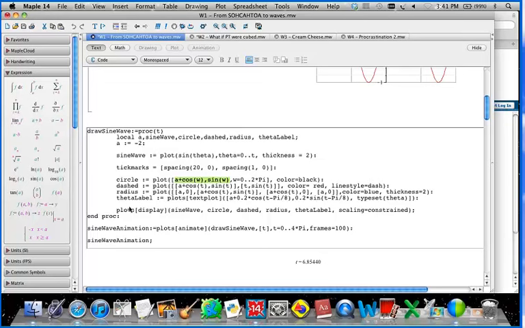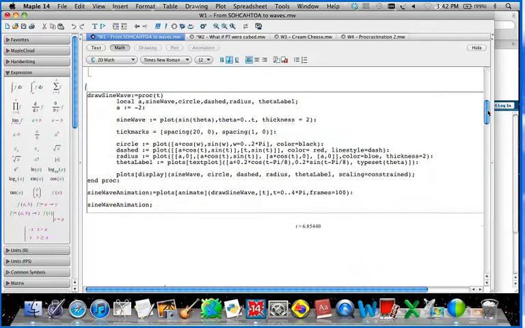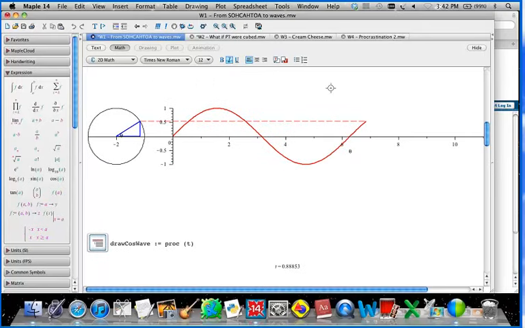And then once I've generated all those pieces, I use the display command to combine them all. So there's the sine wave itself, there's the unit circle, the dashed line, the radial line, the theta label, and the scaling. And then I simply create the animation by using the animate command. There's the name of the function, there's the parameter, and I let t go from 0 up to 4 pi, give it a number of frames, and then give the name of this, and off we go. And the same thing for cosine and tangent. So doing this requires a little bit of Maple expertise, but it is well worth learning because you can generate a lot of really, really neat interactive things with your kids that way.